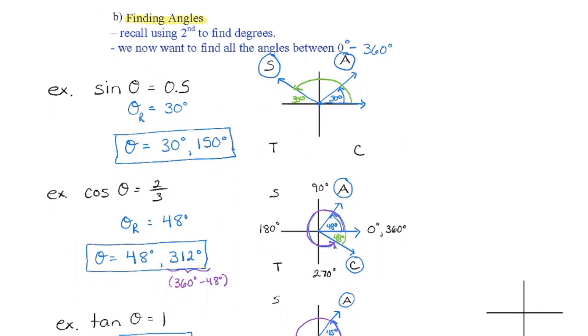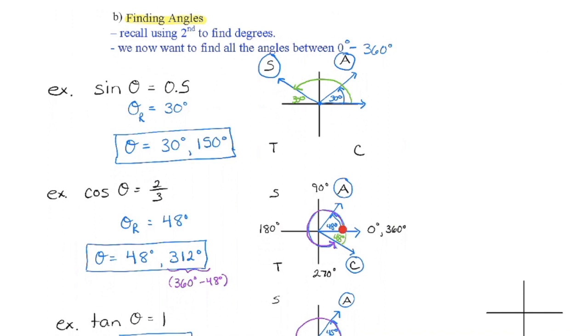In which quadrants is cosine positive? Well, we know all ratios are positive in quadrant 1. Cosine ratios are also positive in quadrant 4. So if I'm in quadrant 1, my reference angle is just that angle of rotation. If I'm in quadrant 4, I'm going from 0, there's 90, 180, 270, and we're going to keep going. I know my reference angle is between the positive x-axis and my terminal arm. So that means 48 degrees is here.